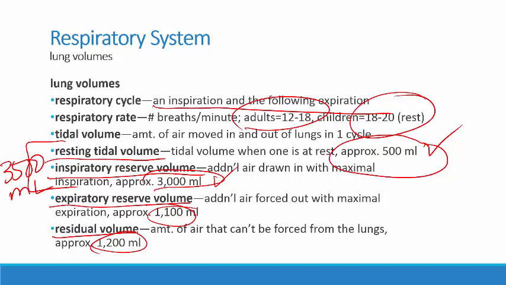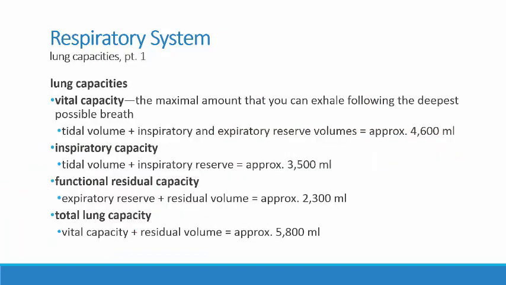All right, so those are the volumes. So let's talk now about capacities, where we add together some of the volumes to get a sense of how well a person's respiratory system is operating. And the first capacity we'll discuss is called vital capacity.